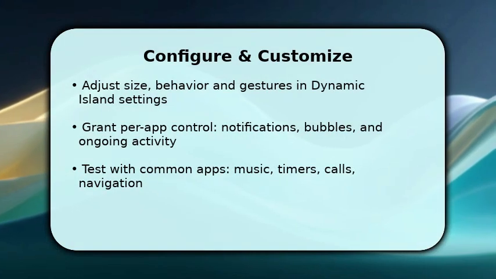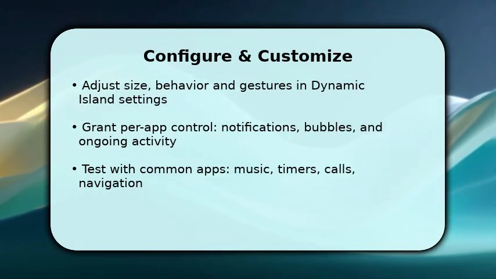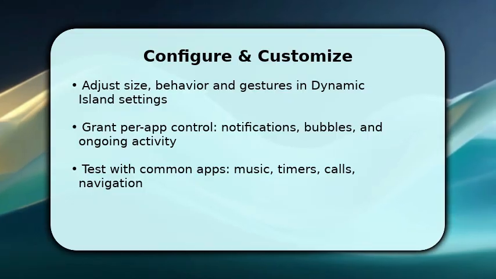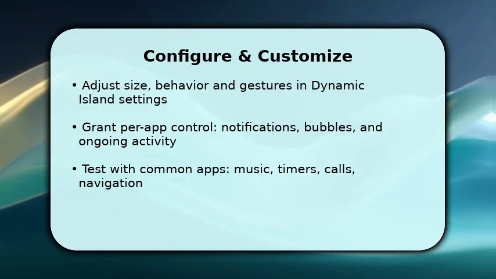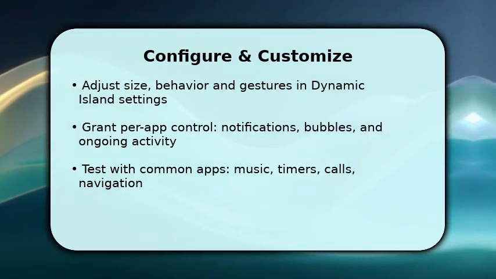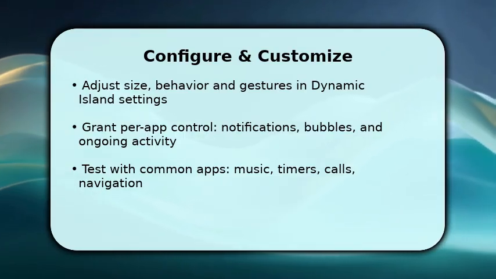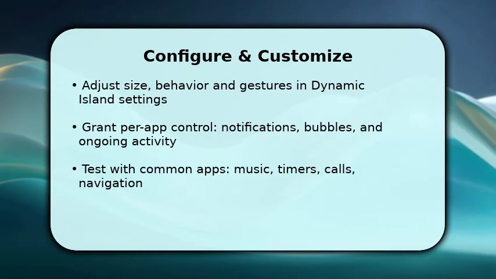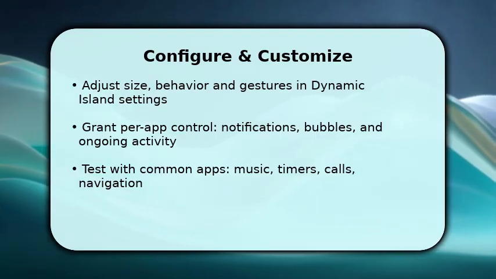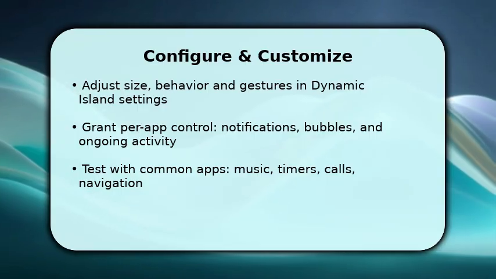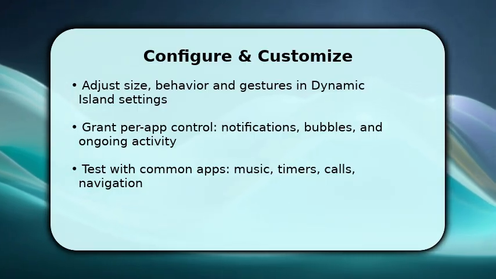Now you configure how the island behaves and why each choice matters. Open dynamic island settings and tune size, behavior, and gesture responses so notifications display where you expect them. This reduces accidental dismissals. Then, grant per app controls for notifications, bubbles, and ongoing activities so apps like music and maps use the island correctly.